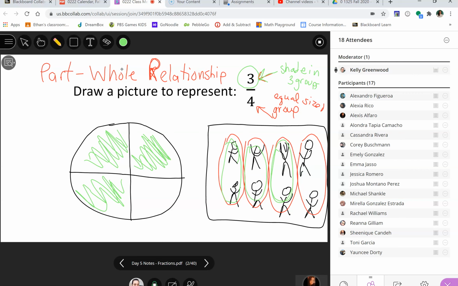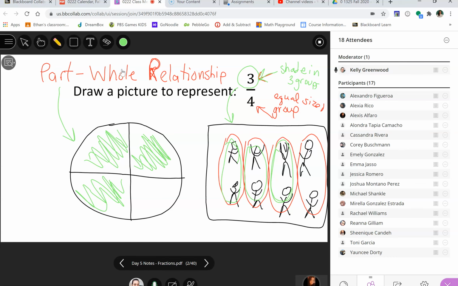In the example you drew, you're referencing a whole pizza. And in the example I just did, I was referencing a whole classroom. So just slow your brain down and ask, what is this fraction referencing? It's going to save you a lot of headaches, okay?